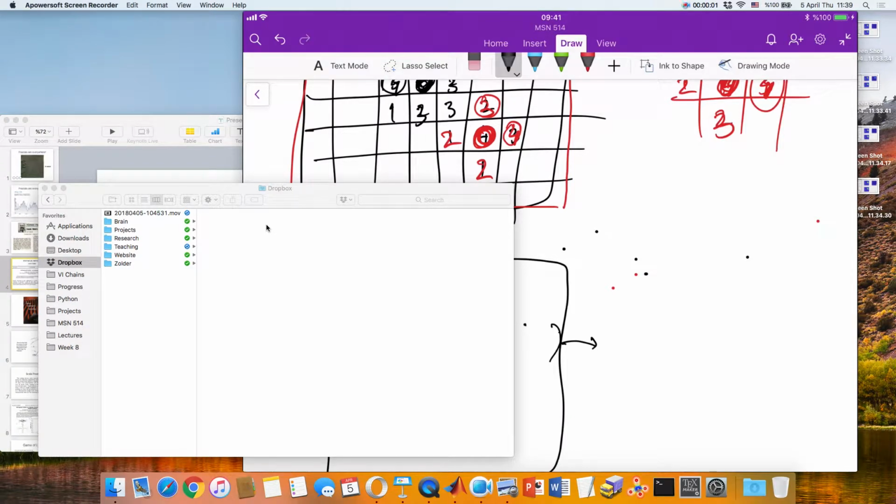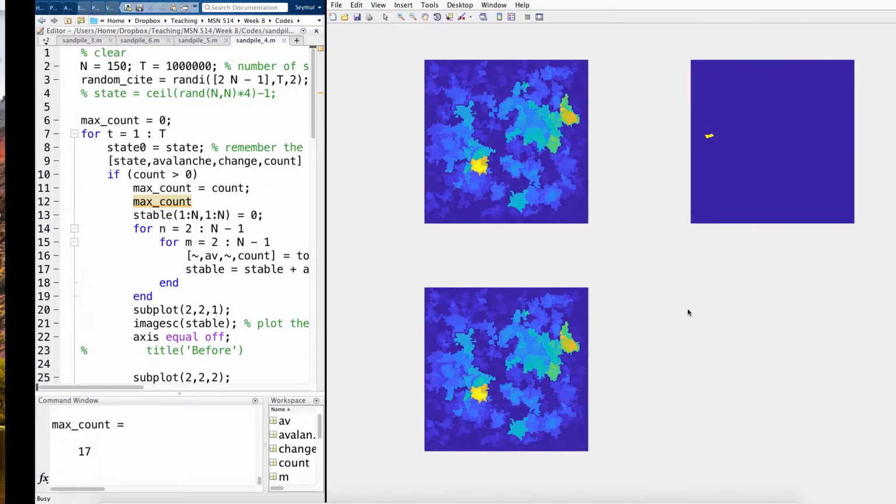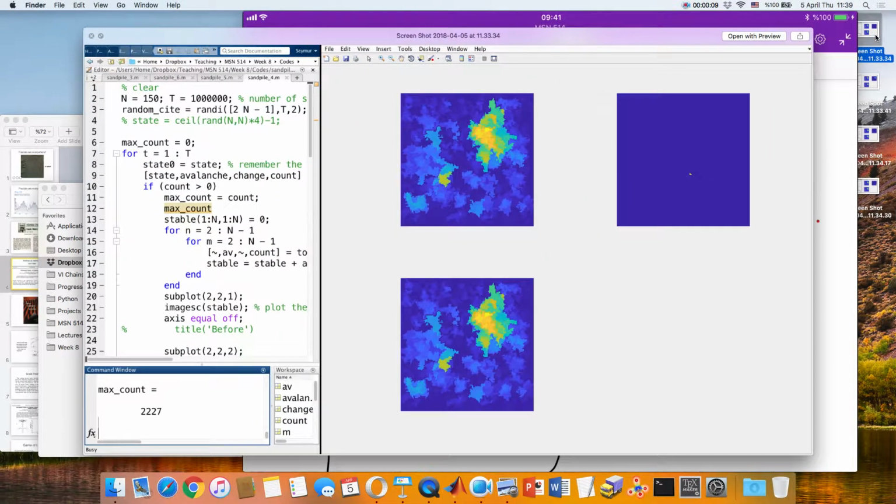Okay, let's see. Where were we? During the break, I actually continued running this code, and you can see that we were looking at the new biggest avalanche. So always we saw some big events, but that's not the case, of course.